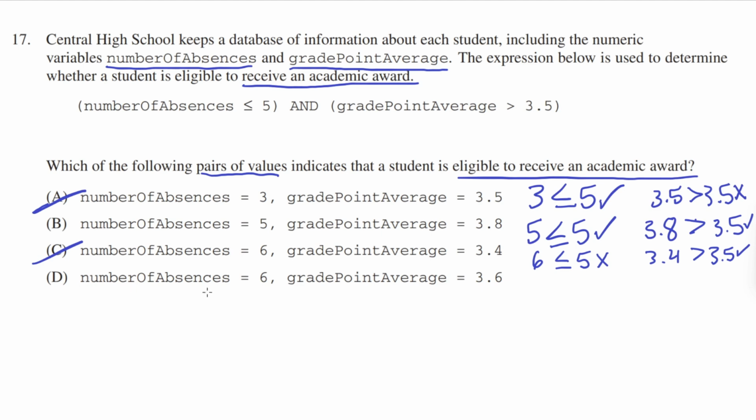D says the number of absences is 6, and the grade point average is 3.6. So again, 6 is not less than or equal to 5. And 3.6 is greater than 3.5. But since one of the expressions failed, then the student does not get an academic award. So B was the correct answer, since it was the only one with the number of absences less than or equal to 5 and the grade point average being greater than 3.5.